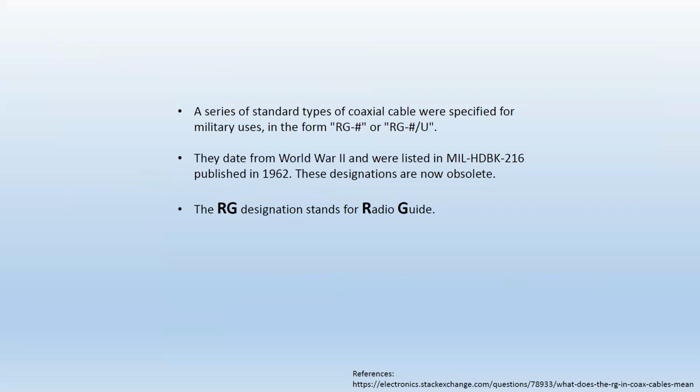All right. Now, what do I have here? A series of standard types of coaxial cable were specified for military uses in the form of RG, and then there's a number, or RG number, and there's that little U. The U stands for UV rated. You see that on the cable specifications. That means that the cable can be installed outside and exposed to the elements, cold, hot, but especially the UV rays that are being produced by the sun. And the cable is not going to get damaged by the UV rays.